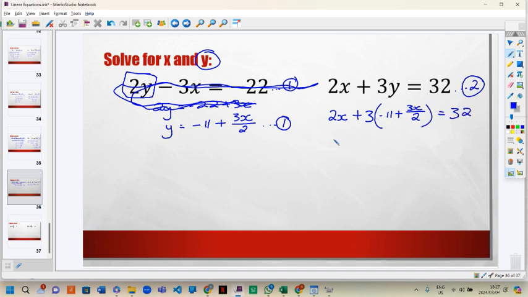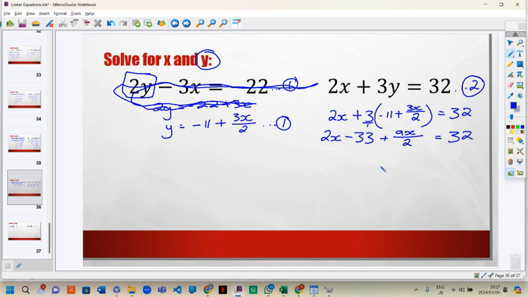Let's simplify this a little bit. So we've got 2x, positive 3 times negative 11, negative 33, and now how do I multiply with a fraction? So this is going to be 3 over 1. How do I multiply fractions? Top, top, bottom, bottom. So we've got 3 times 3x, which is 9x, over 1 times 2, 2, equals 32.